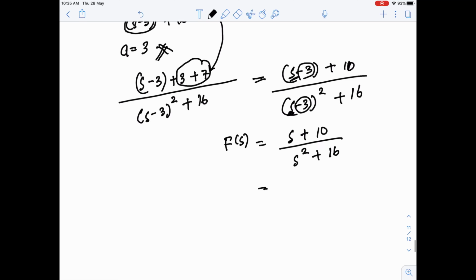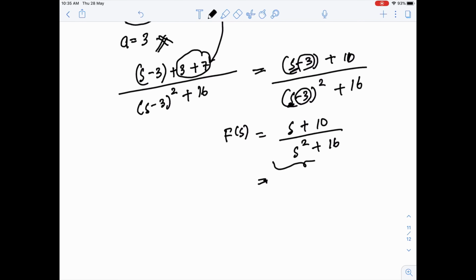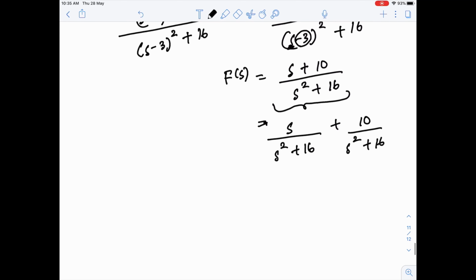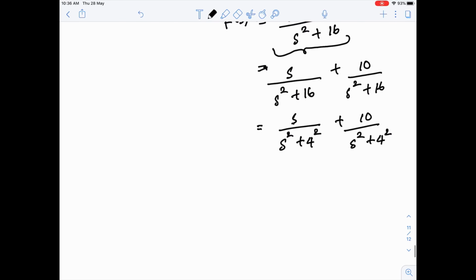So this one, you may apply the linearity property, where you can separate s over s squared plus 16 and 10 over s squared plus 16. In order to make it a general form, you may write s over s squared plus 4 squared plus 10 over s squared plus 4 squared. According to this, you will get your f(t) directly.